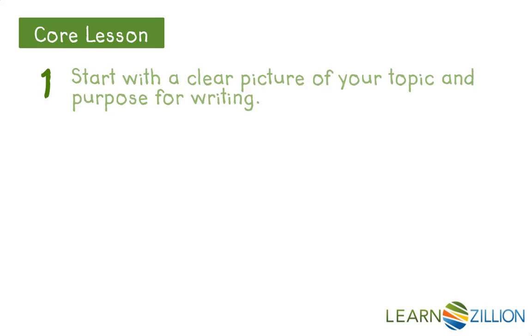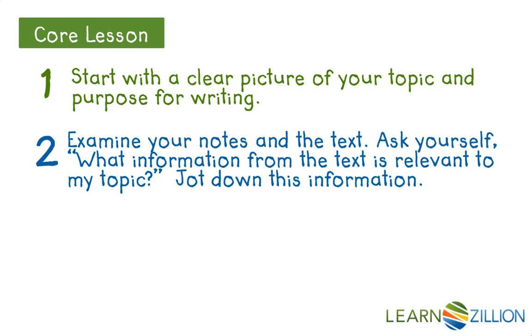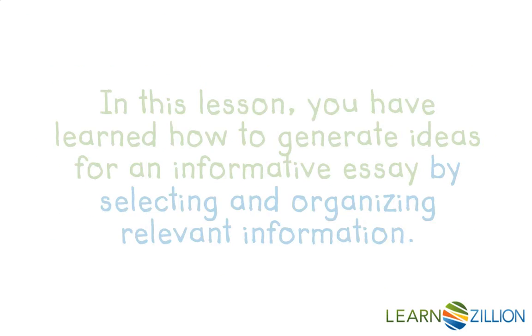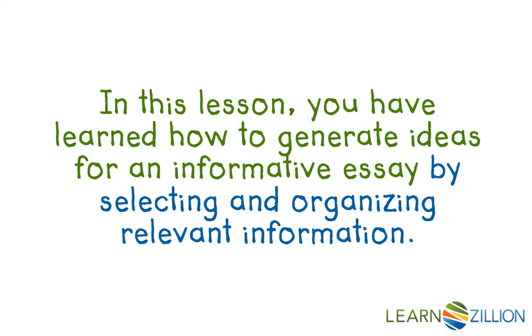Let's review the steps in our lesson. Step 1, start with a clear picture of your topic and purpose for writing. Step 2, examine your notes and the text. Ask yourself, what information from the text is relevant to my topic? Jot down this information. Step 3, evaluate the results of your information gathering. Ask yourself, which pieces of text evidence most strongly support my topic? Make note of your decisions. In this lesson, you have learned how to generate ideas for an informative essay by selecting and organizing relevant information.